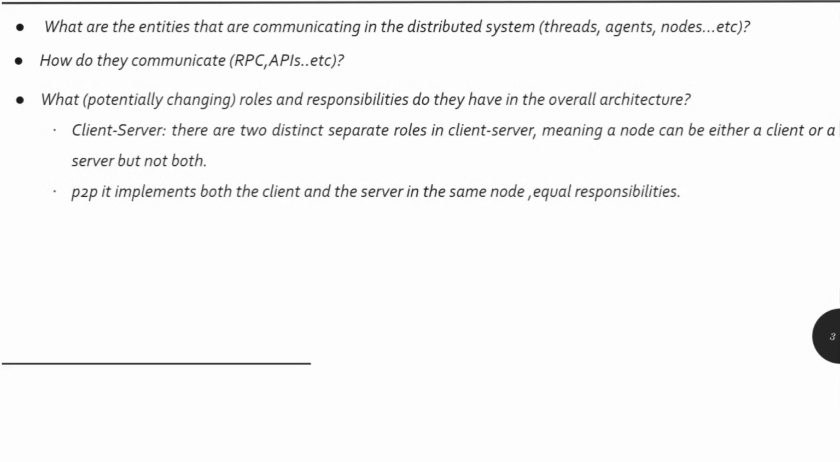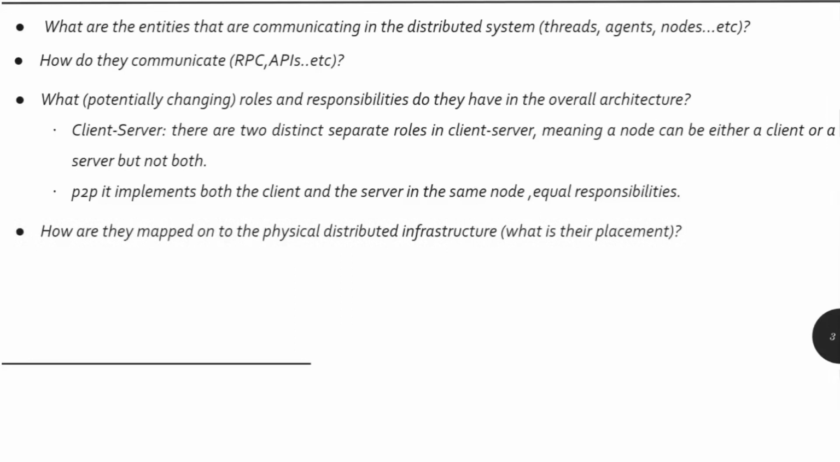What potentially changing roles and responsibilities do they have in the overall architecture? Is it client server? There are two distinct separate roles in client server, meaning a node can be either client or a server, but not both. Or is it peer-to-peer, where each node implements both the client and the server, which means equal responsibilities?